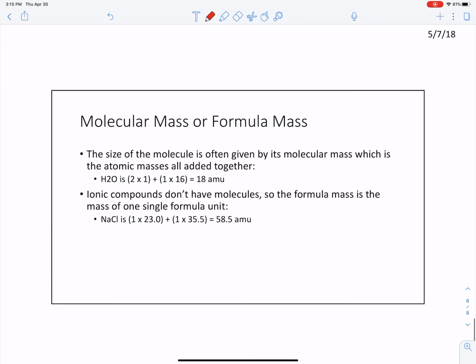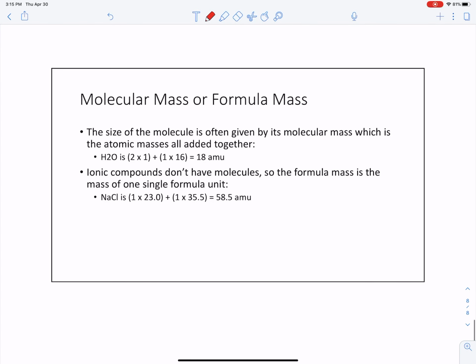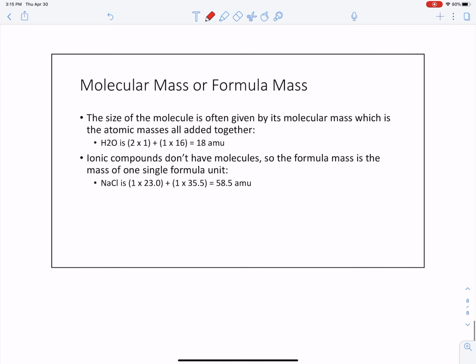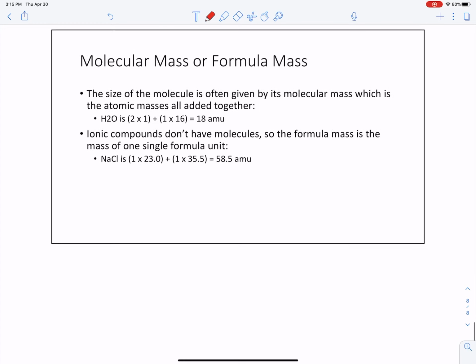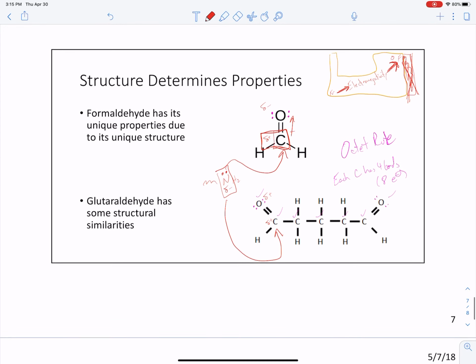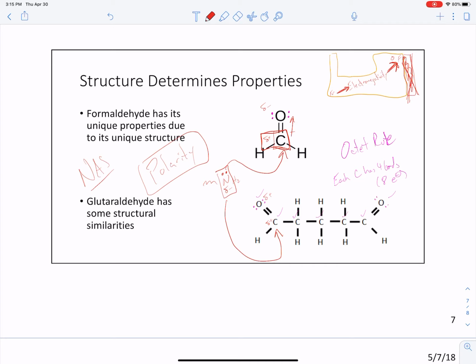Now, we also have molecular mass, which we've talked about, so make sure you refer to that, and formula mass from a formula unit. But I want you to make sure that you understand this thing called polarity, and I want you to understand how to do the NAS, because that will allow you to determine what happens with molecules and compounds, and it will really make your life easier in the long run.